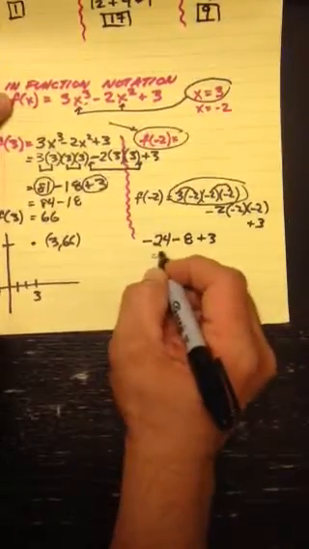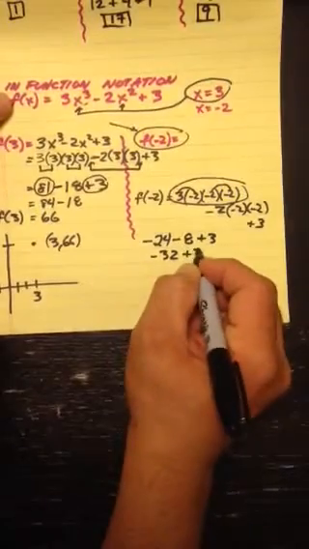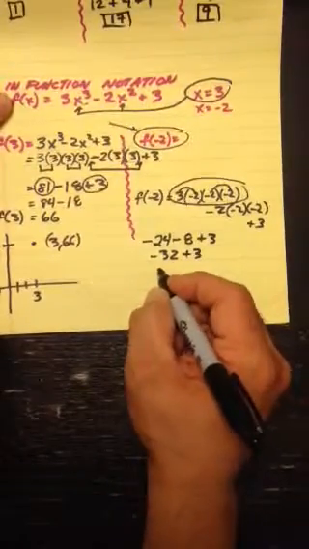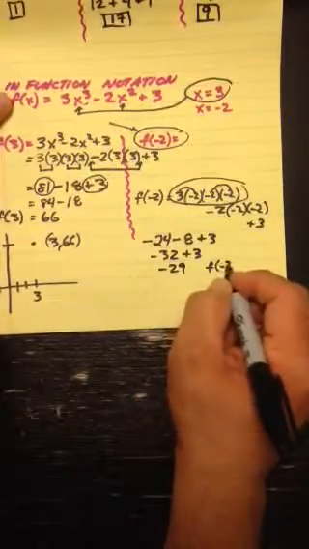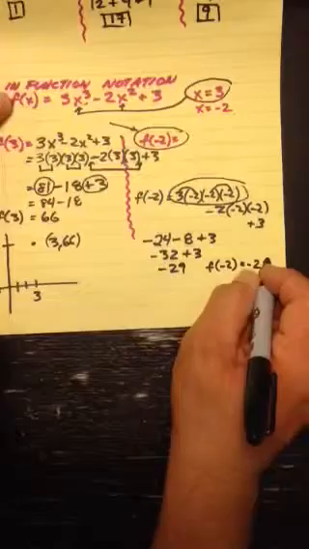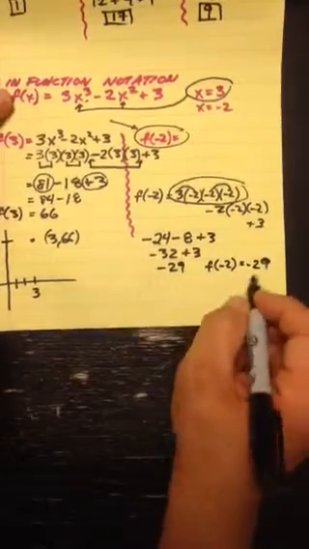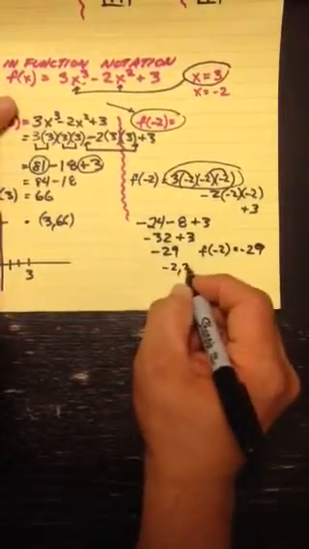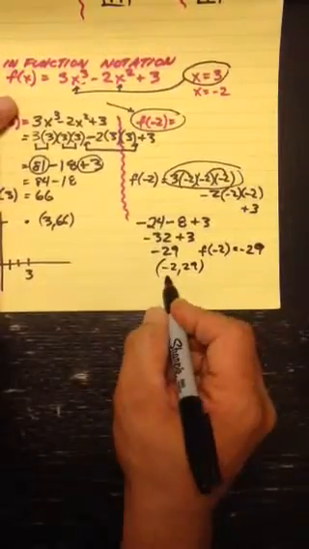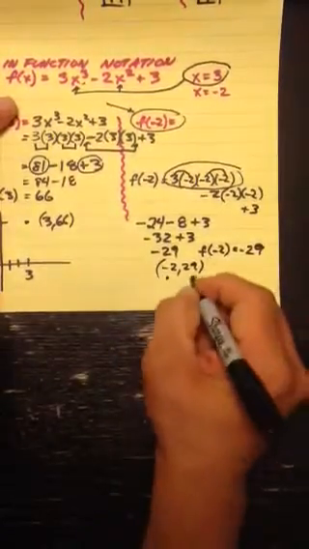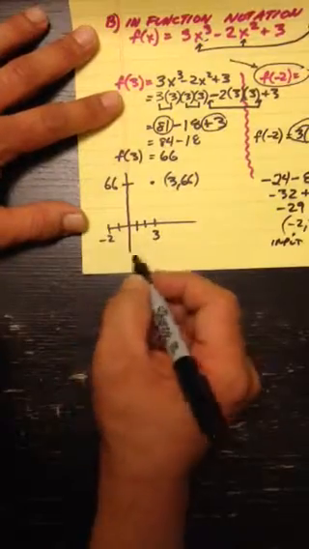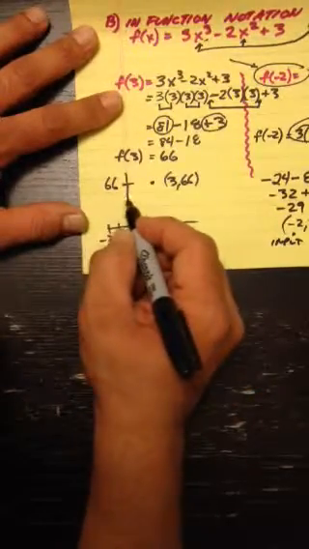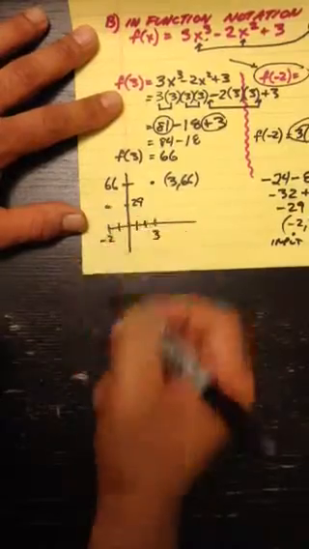Combining the negatives, you get -32 plus 3 for a final result of -29, which means that f of -2 equals -29, which is giving us a coordinate of (-2, -29). This is your input, this is your output. Back to our graph over here, a -2 had a y value of -29, so it would be somewhere around here. It would be somewhere around there like that.